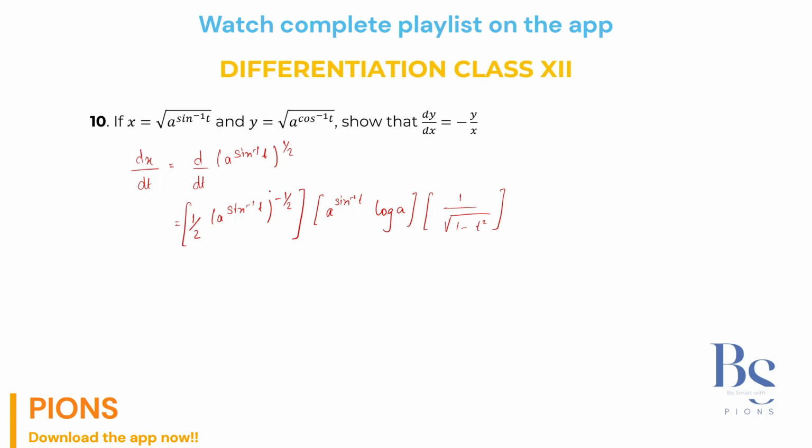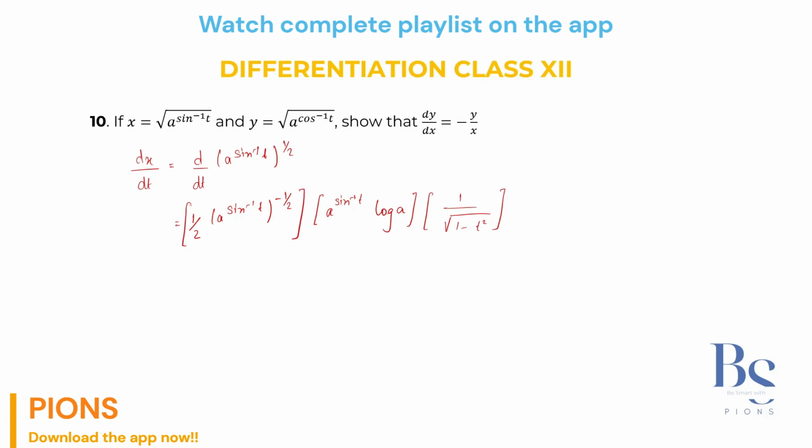Clear it is? Again, if you are confused, let me repeat for you once for the last time. Power will come in front and the whole function to the power minus half. Done with this. Secondly, a raised to sine inverse t will be a raised to sine inverse t log a. We differentiate this function. And finally, sine inverse t will be 1 by root under 1 minus t square. This is dx by dt.